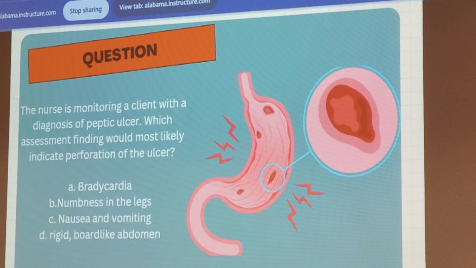A nurse is monitoring a client with a diagnosis of peptic ulcer. Which assessment finding would most likely indicate perforation of the ulcer? D, rigid board-like abdomen. I like that. This is an emergent situation. We need to let somebody know.